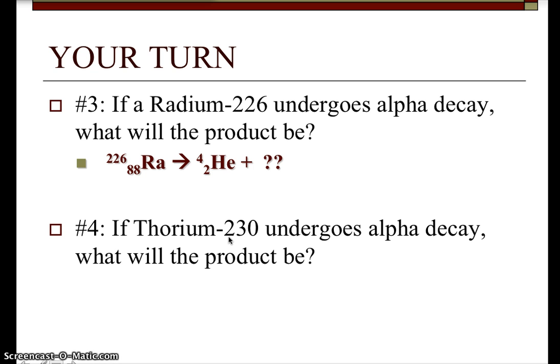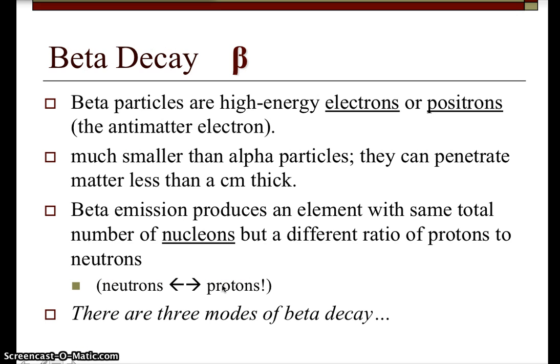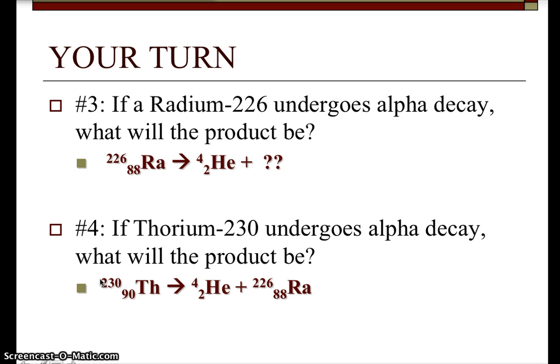For my second one here, if thorium-230 undergoes an alpha decay, what will my product be? Same process here. 230 minus 4 gives me a mass of 226. 90 minus 2 would give me an atomic number of 88. Then I would have to look up atomic number 88 to know that it was radium.